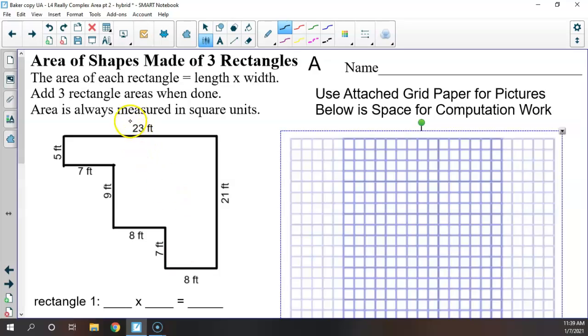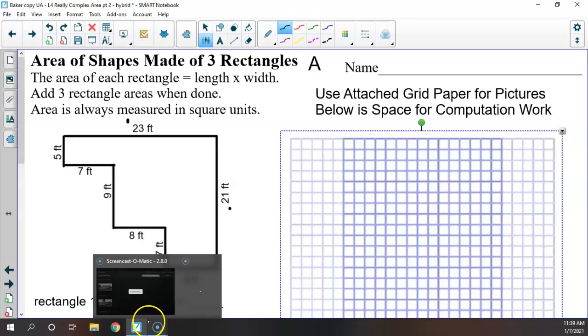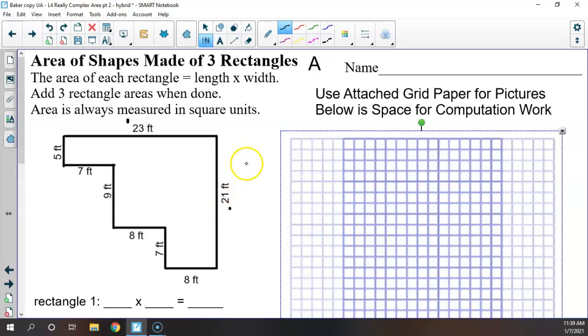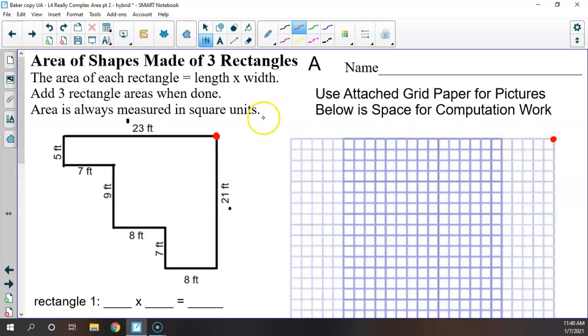Now this one, I want you to notice this, 23 and 21. This is a really big figure. So we're going to make sure that we are giving ourselves plenty of space to draw on our grid. So we're going to start, way at that top right outer corner, right up here on our grid. And we're going to go ahead and draw our complex figure. So go ahead, pause the video now to get yours drawn, and then come right back when you're ready.